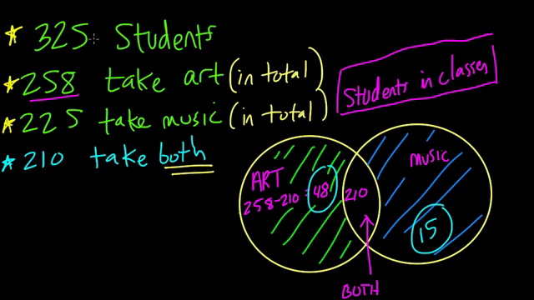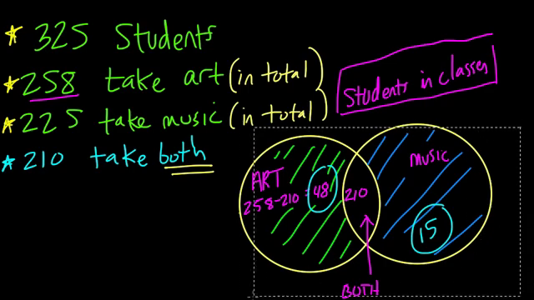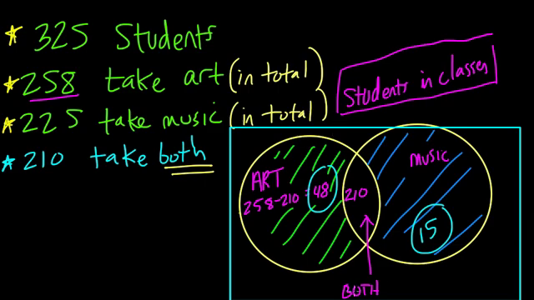Well, there are 325 students in this school. So you would label your Venn diagram now with this rectangle around the circles, implying that there are other groups and areas outside of art and music. So what number do we put there? Well, we have 210 in both, 48 in art and 15 in music, so just art and just music. Adding these up, we get 273 students.